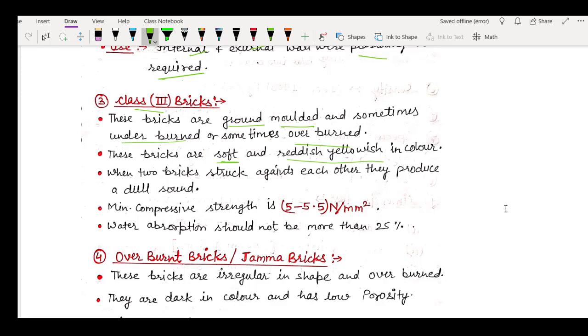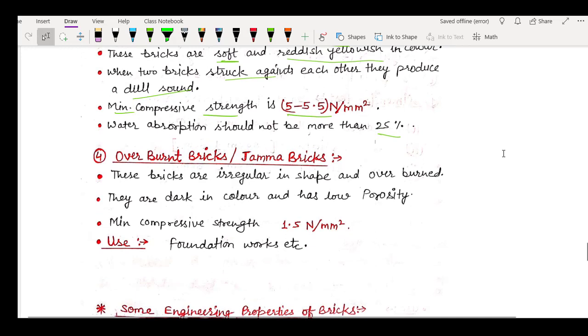When these class 3 bricks are struck against each other, they produce a dull sound, whereas if the bricks are of first class, then it will create a metallic sound. The minimum compressive strength is 5 to 5.5 Newton per mm square. So it is decreased as compared to first and second class, and the water absorption is around 25% of weight. So the water absorption is increased. It shows that there are more voids as compared to the above two classes.